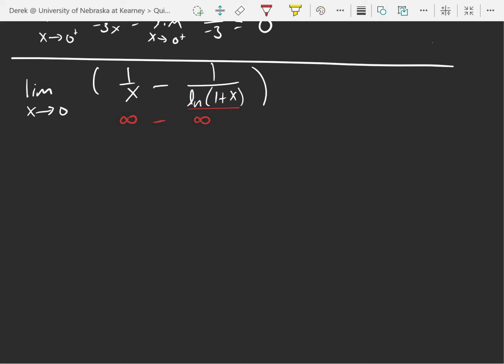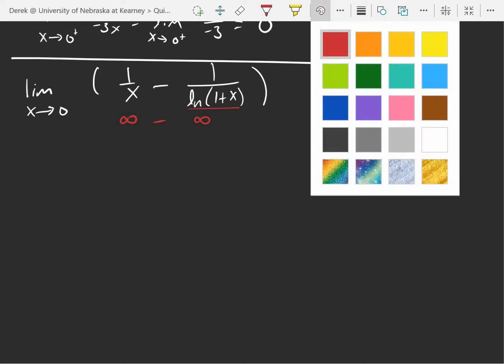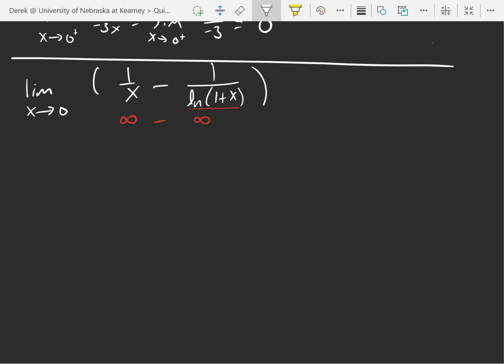Well, we can find a common denominator if we wanted. And there's another way too, but let's do the common denominator first, and then we'll do the other way and see two ways to do this. So let's look at this. This looks like the limit as x goes to 0 of natural log of 1 plus x minus x, divided by x times the natural log of 1 plus x.